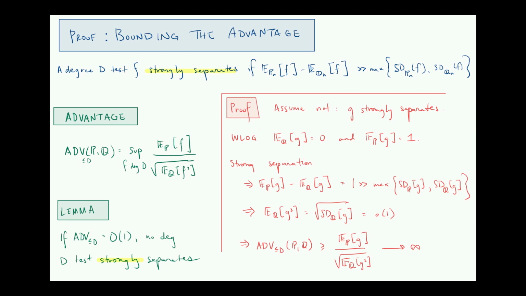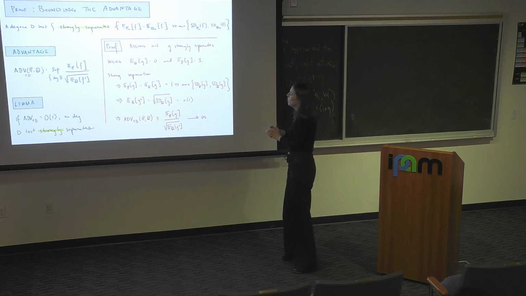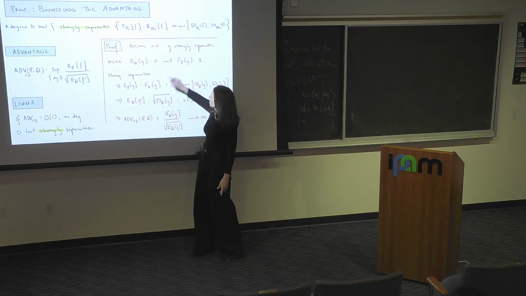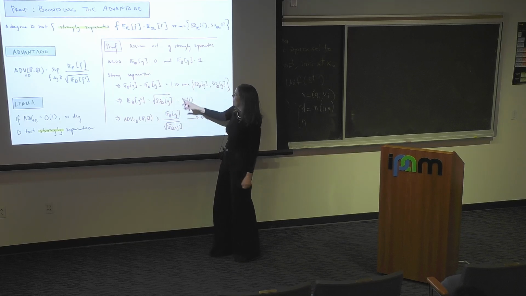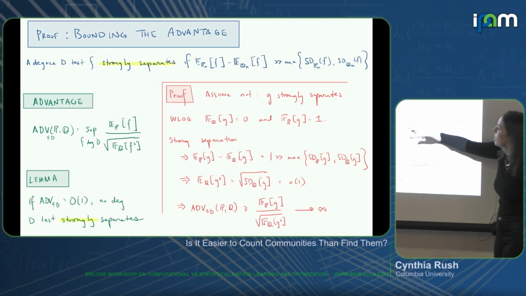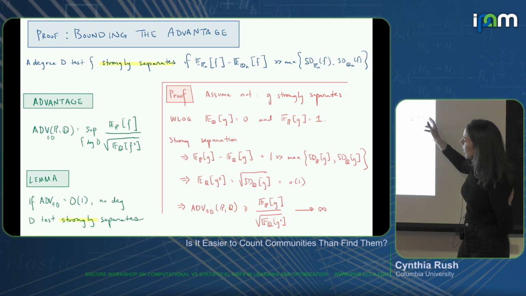And how do I do it? Well, without loss of generality, I'm just going to normalize my test so that it has mean 0 under Q and mean 1 under P. You can subtract and divide, and it's still a polynomial of degree D. And then what do we have? If I look at the difference in means, I've set it up such that this difference is 1, and so strong separation implies that 1 is much bigger than the max of the standard deviations.